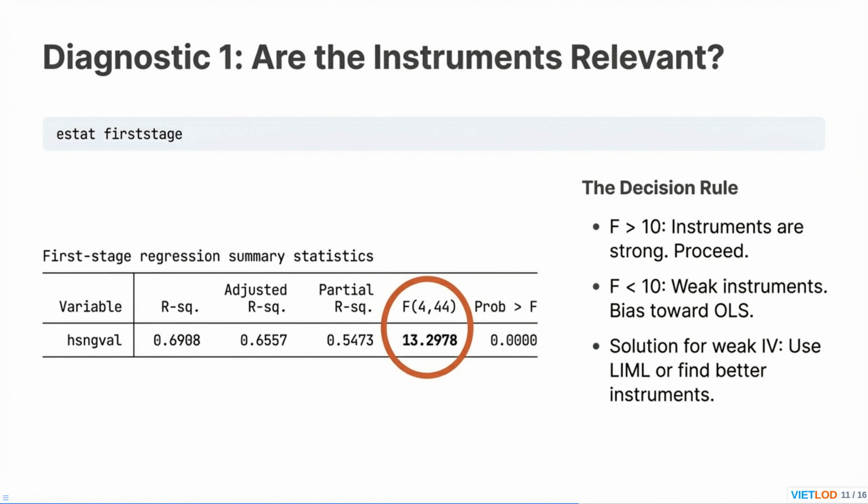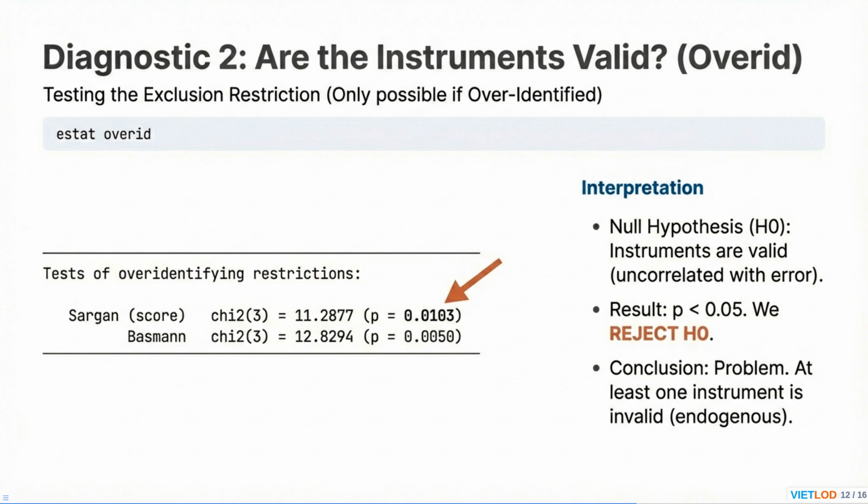After running our regression, the first diagnostic hurdle is relevance. Are our instruments actually correlated with our endogenous variable? We use the estat firststage command to find out. The key metric is the F statistic, and the rule of thumb is simple. We want it to be greater than 10. In our output, highlighted in the circle, the F statistic is 13.29. Since this is safely above 10, our instruments are considered strong, and we can move forward.